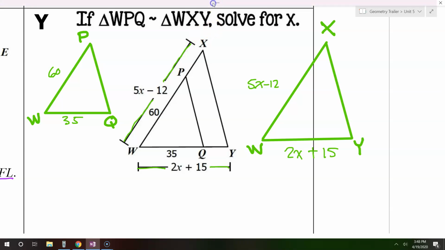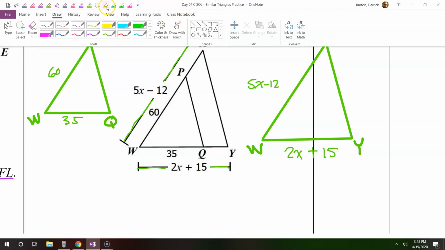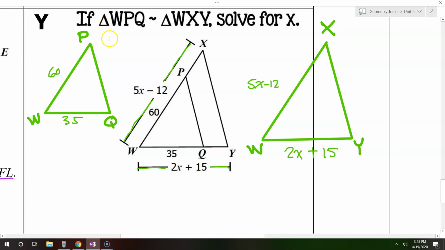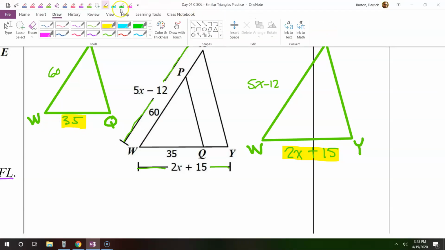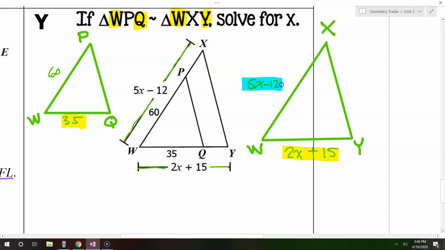The rest of the problem is going to be just like always. We're going to match up corresponding sides. So, for example, I've got this 2x plus 15. That's WY. So here's WY. That's going to correspond with WQ. Here's WQ. So those are corresponding sides. How about 5x minus 12? That's WX. So that's the first two. That's going to correspond with WP. Here's WP. So those are corresponding sides.